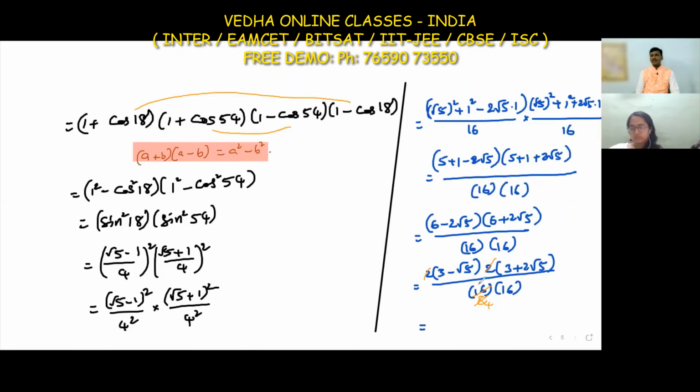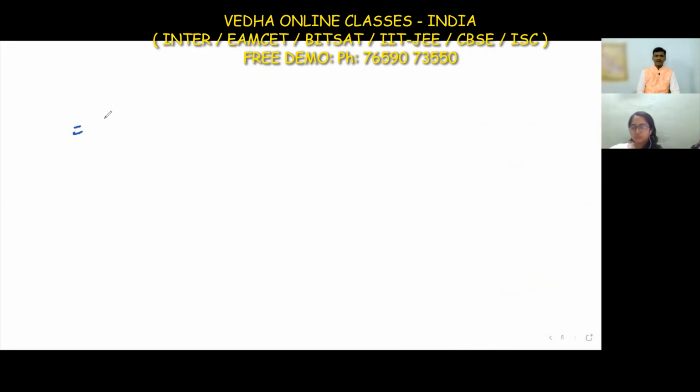Now in the numerator, a plus b into a minus b is a square minus b square, that is 3 square minus root 5 whole square, divided by 4 into 16. 3 square is 9, and the square root cancels for this. So 9 minus 5, divided by 4 into 16. What is 9 minus 5? 4. 4 divided by 4 into 16, we can cancel this 4 and 4. Then we get 1 by 16.